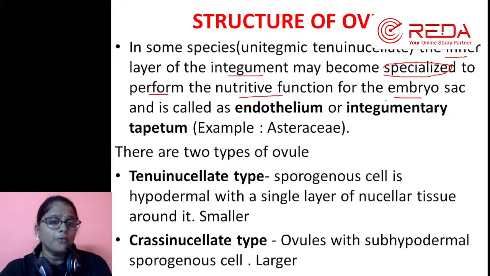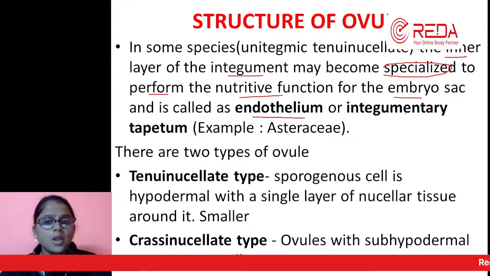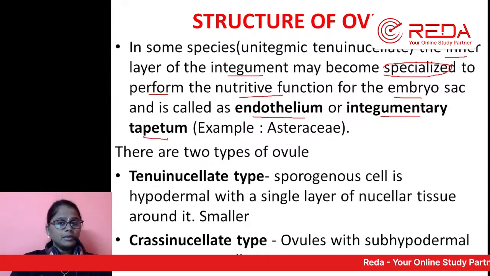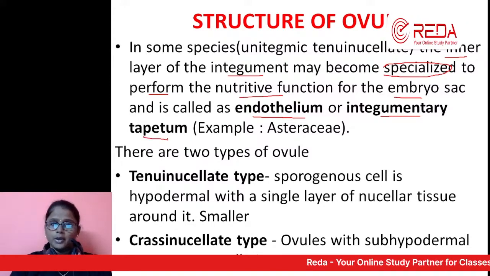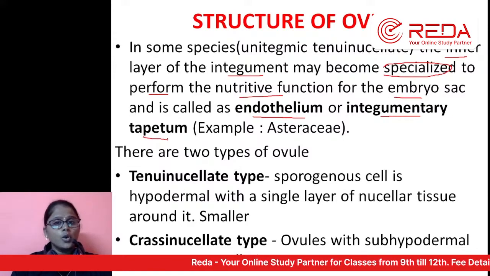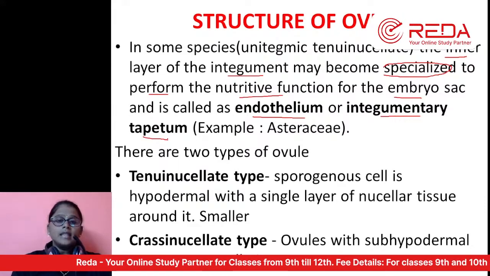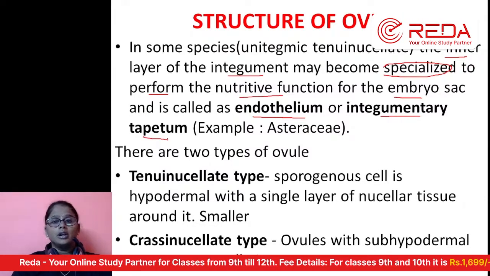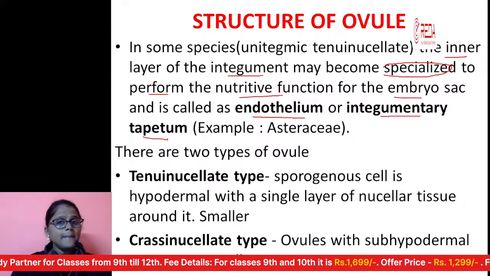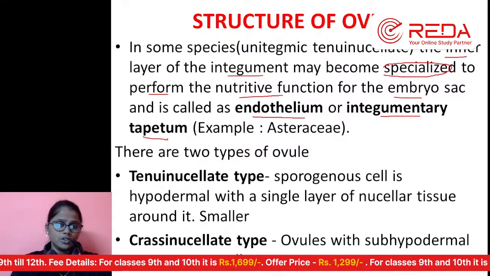Such a type of inner integuments are called endothelium or integumentary tapetum. Tapetum, the word you are aware of, because we discussed it in the anther. So the inner layer nourishes the microspore. Like the same, the inner layer of the ovule, that is the inner integument, in some species becomes specialized. They have special functions.